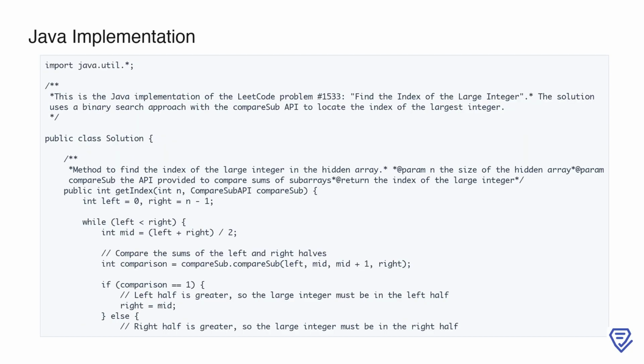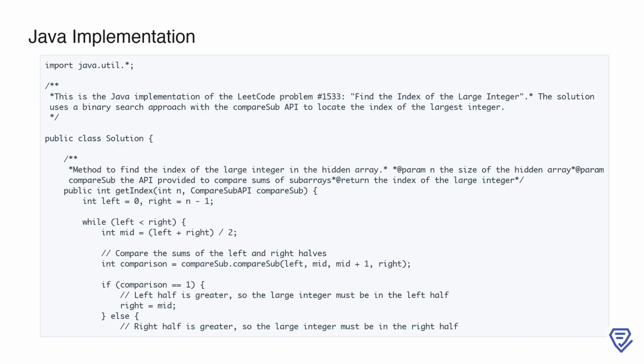Here, we begin with the Java implementation of the problem. The primary goal is to locate the index of the largest integer in a hidden array using a binary search approach paired with the provided compareSub API. First, we define the getIndex method, which takes two parameters, n, the size of the hidden array, and compareSub, the API used to compare sums of subarrays. Inside the method, we initialize two pointers, left and right, to define the search boundaries. Initially, left is set to 0, and right is set to n-1, representing the entire array.